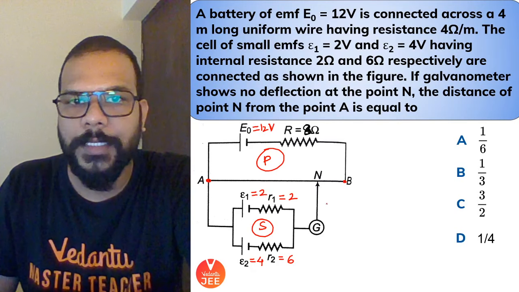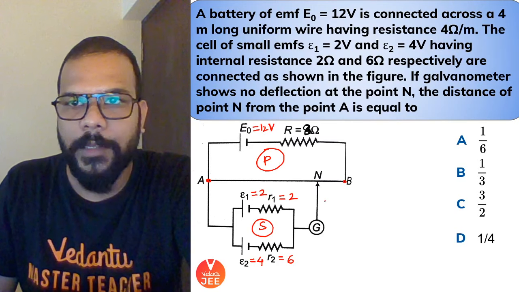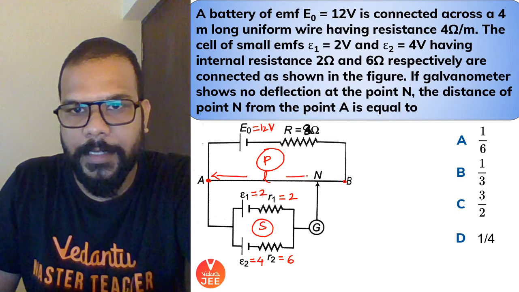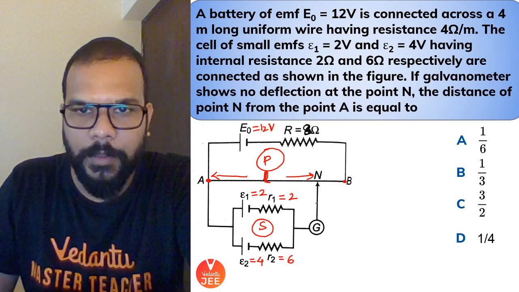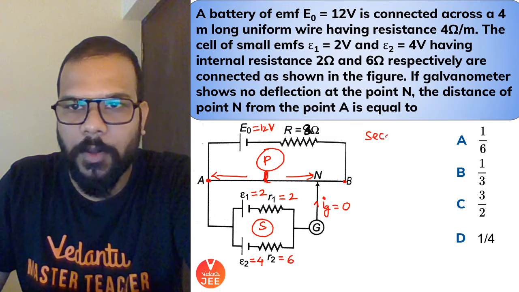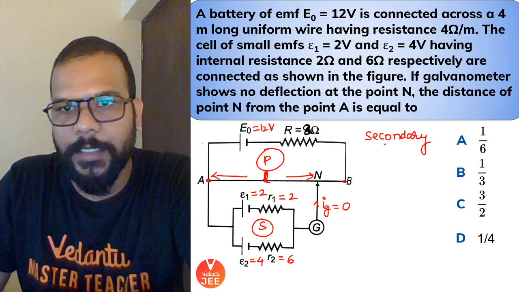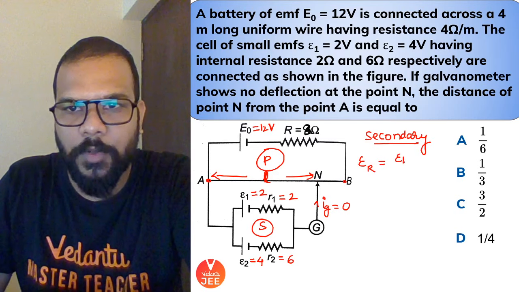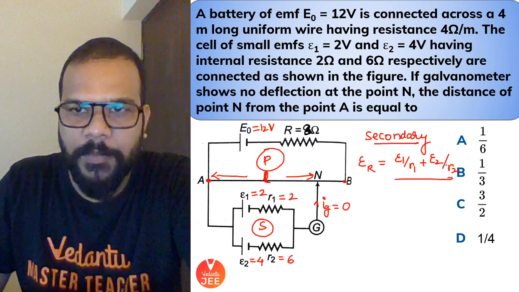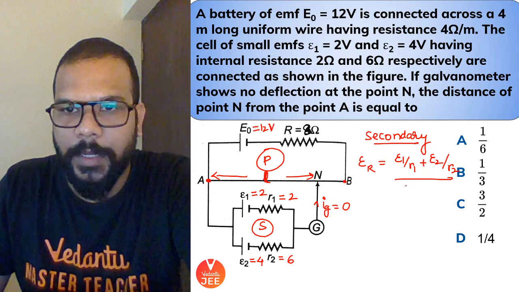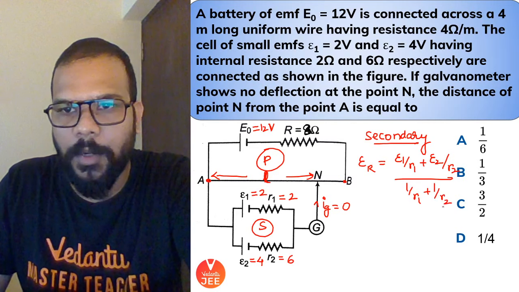Okay, so the question is asking us to find the distance of point N, that means the balancing length L, when there is no galvanometer current flowing through it. So let's do one thing. Let's find out what is happening in the secondary circuit. If we find the E net value, then that is going to be E1 by R1 minus E2 by R2. Or let it be plus only, but the polarities are different, so we'll put one of them as negative, divided by 1 upon R1 plus 1 upon R2.